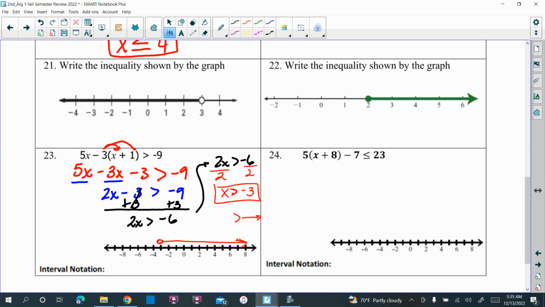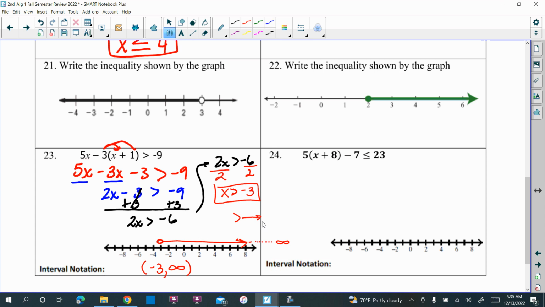Now, to do the interval notation, since it's an open circle, that is parentheses, at negative 3, comma, and then it's pointing to the right. If it keeps on going, it's going to go to infinity. And so now we're going to put the infinity symbol. Anytime we use infinity, it uses parentheses with interval notation. So there you go for 23.